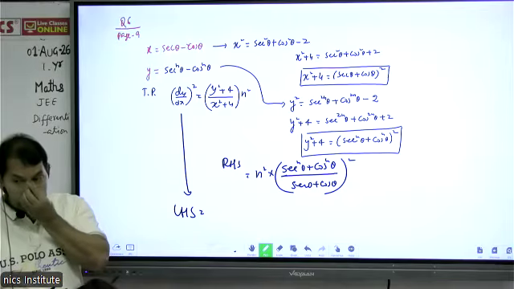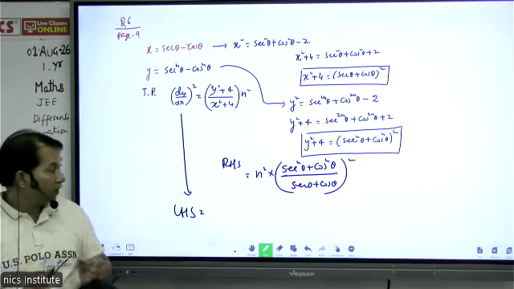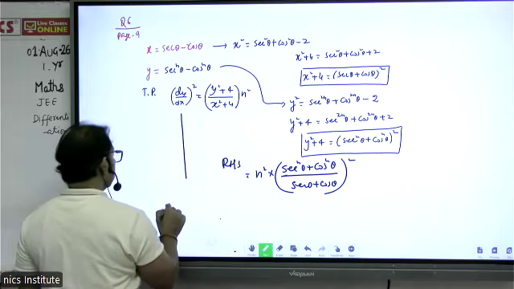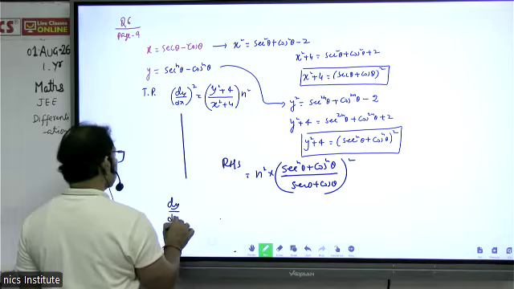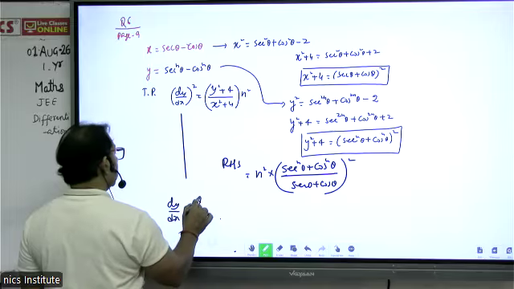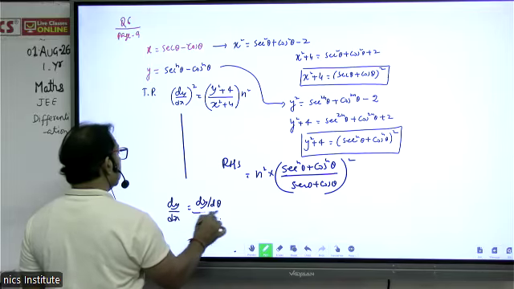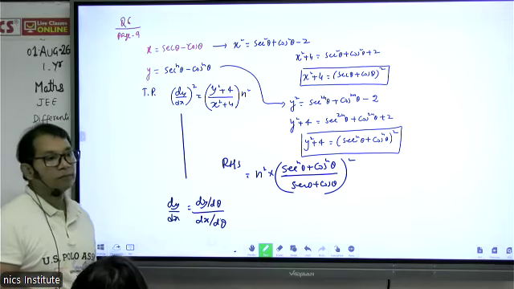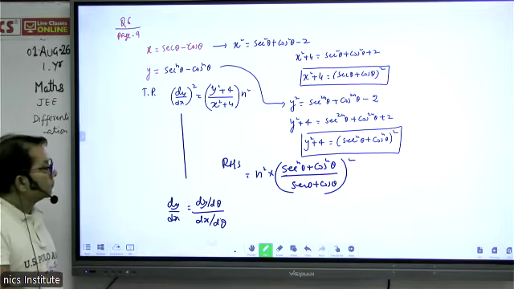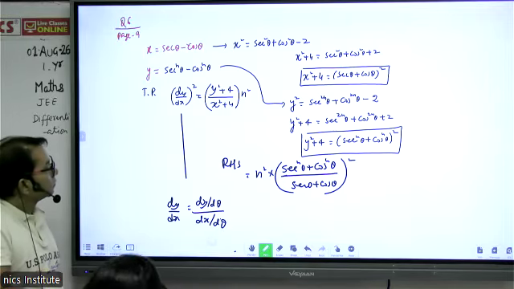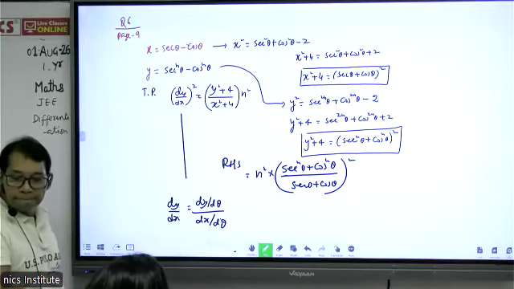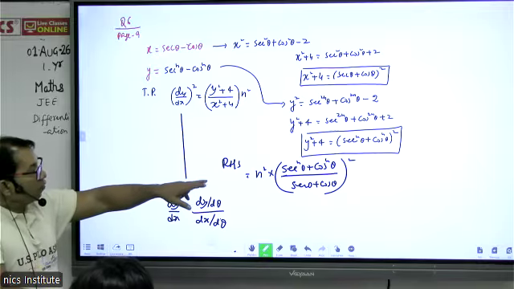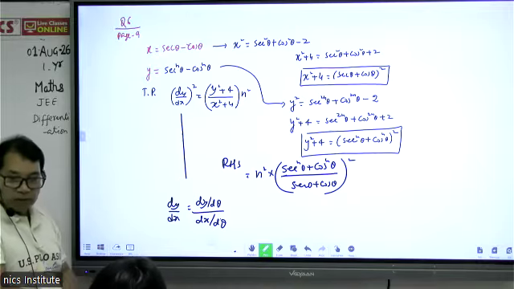Right, that's right. So find dy by dx. First you can find dy by dx, which would be dy by d theta over dx by d theta. I don't want tan, I want sec and cos only. Open the tan.